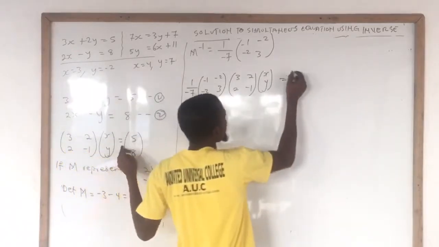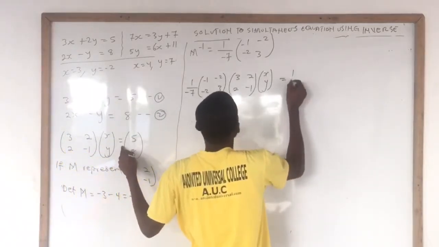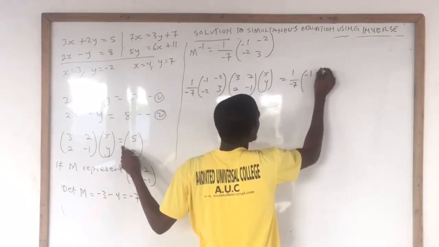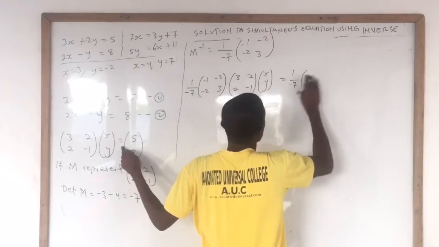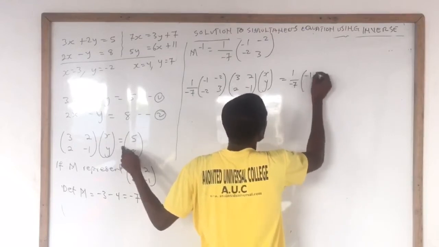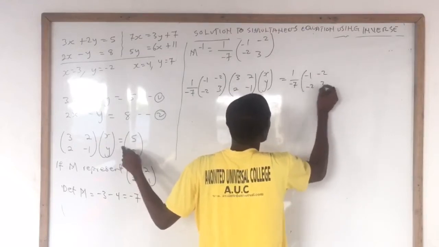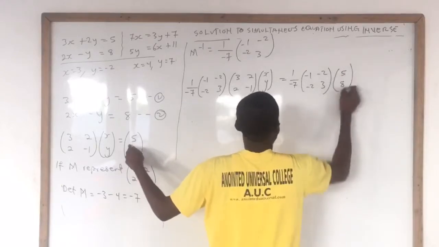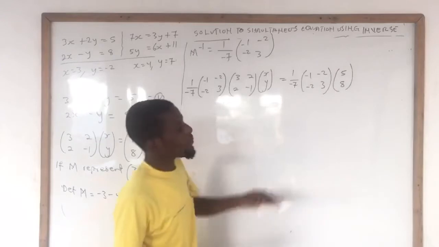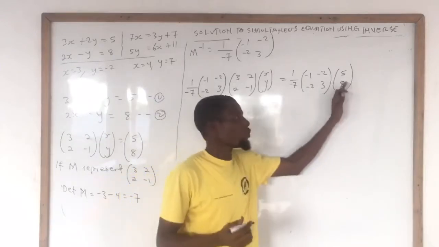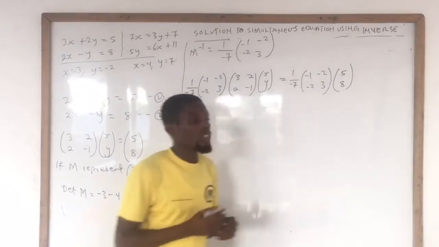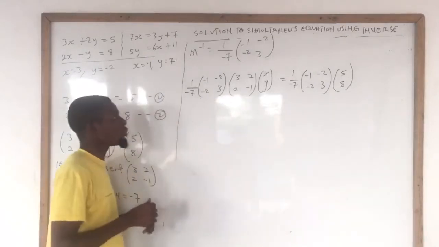So this one becomes 1 over negative 7, which is my inverse, negative 1, negative 2, negative 2, 3, multiplying 5 and then 8. Of course, I told you that whenever you are multiplying a matrix and a vector, you don't bring the vector first. You bring the matrix first when we're doing multiplication.